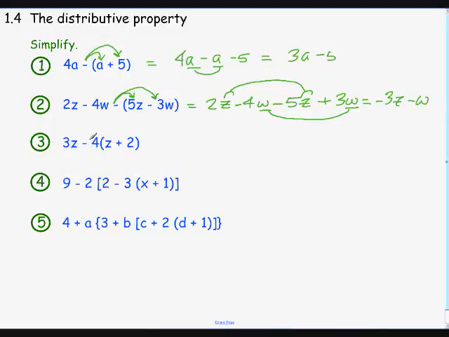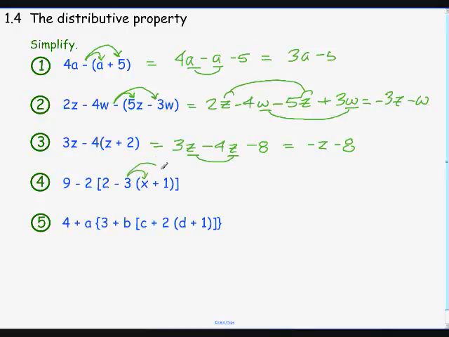Here I'm going to be distributing a negative 4. So I get 3z, negative 4z, negative 8. After I've done that, I see that I've got 2 like terms. I can combine those: a negative z, negative 8. All right. Oh! These are getting more complicated.